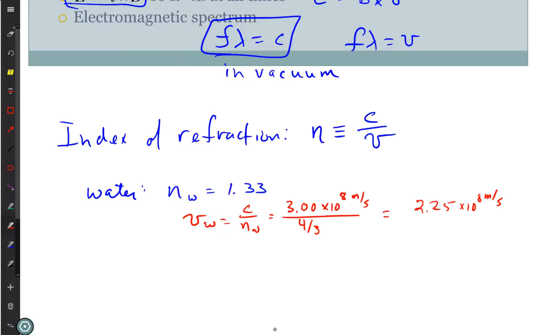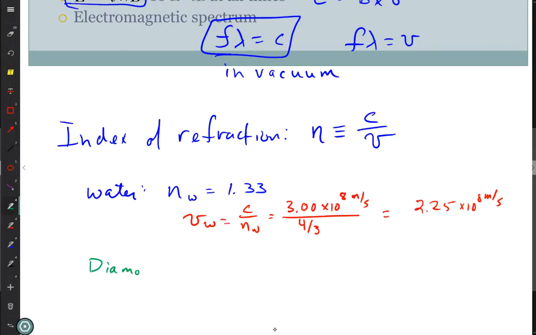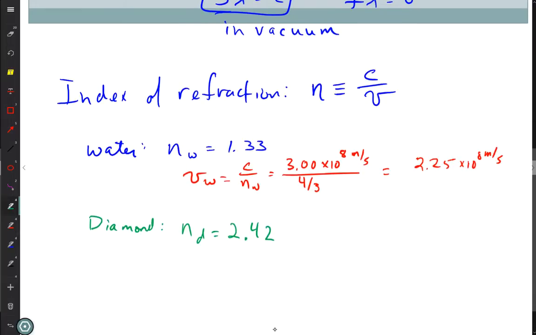Now let's take something peculiar, diamond. I believe 2.42 is the index of refraction for diamond. What's the speed of light in diamond?